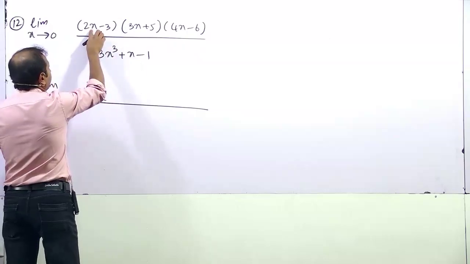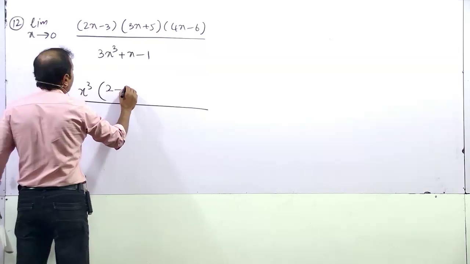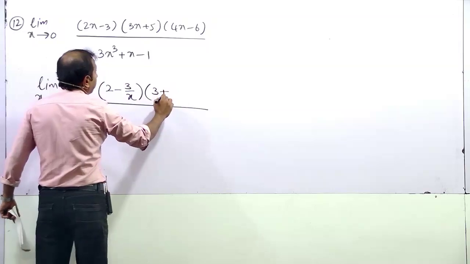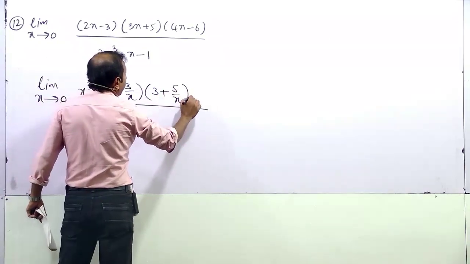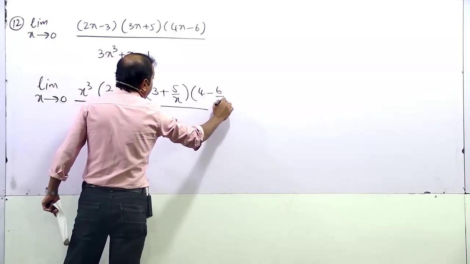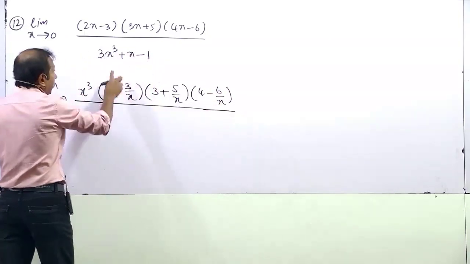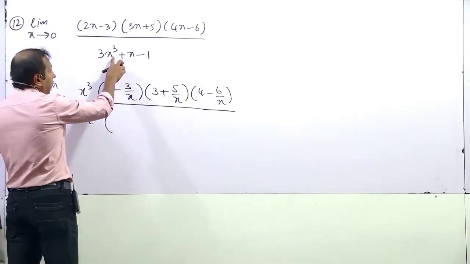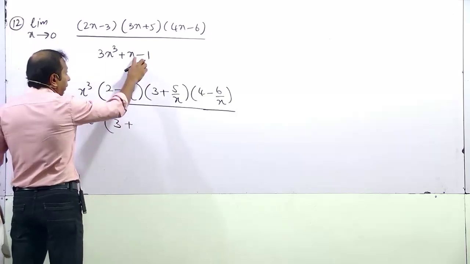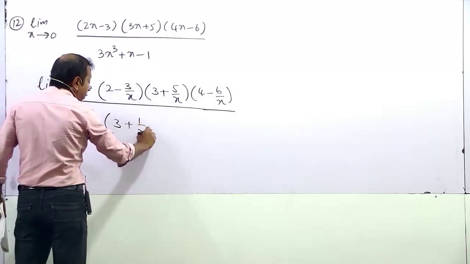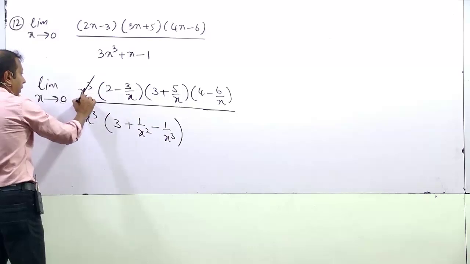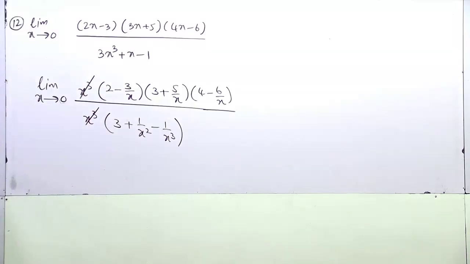When you take x out from this and this, both divided by x, we get 2 minus 3 over x. Here, 3 plus 5 over x. Here, 4 minus 6 over x. Here, take x cube out. Then all these 3 terms we have divided by x cube. Then 3x cube divided by x cube means 3. x divided by x cube means 1 over x squared. 1 divided by x cube means 1 over x cube. Now cancel down this x cube. Now put infinity for every x in the remaining expression.